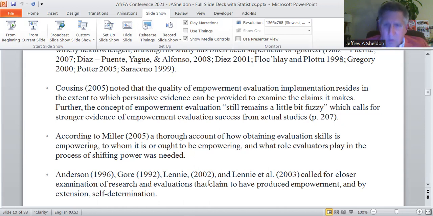Part of this idea is that, because we don't have a lot of information about empowerment evaluation in practice, in terms of the outcomes, there needs to be a thorough accounting of how obtaining skills is actually empowering. Okay, so we don't know the connection between developing the skills, the knowledge, and self-efficacy to conduct evaluations, and how that translates into empowerment and self-determination.